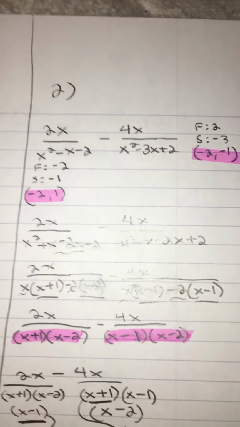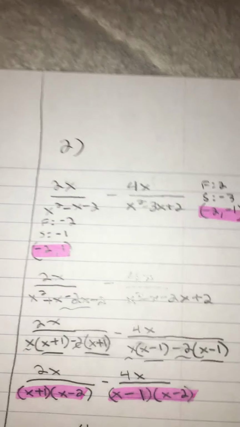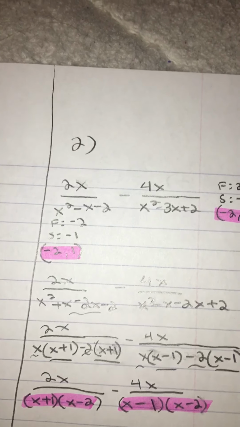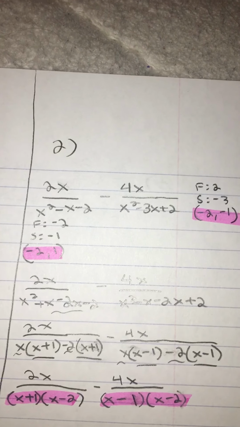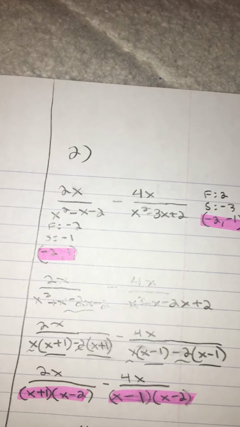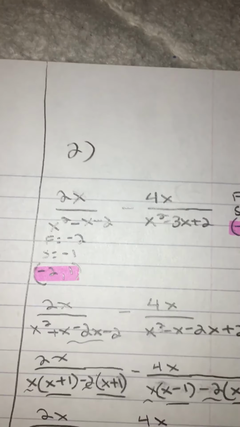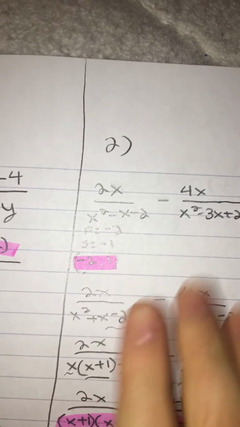Okay, this is problem number 2. 2x divided by x squared minus x minus 2, minus 4x divided by x squared minus 3x plus 2. Okay, so the first step is you want to focus on one side.